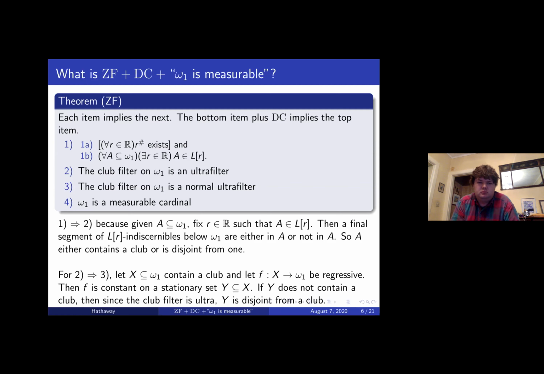So prima facie, there is nothing which says that the club filter on omega 1 being an ultrafilter is stronger than Con(ZF). Prima facie, you might be able to force this over L. It was claimed, but the proof is just completely false. But there's nothing outright that says that it couldn't be done. Okay, so maybe the club filter on omega 1 being an ultrafilter is equiconsistent with ZFC. So even if we get rid of number 2, however, I do think that 1 implies 3.